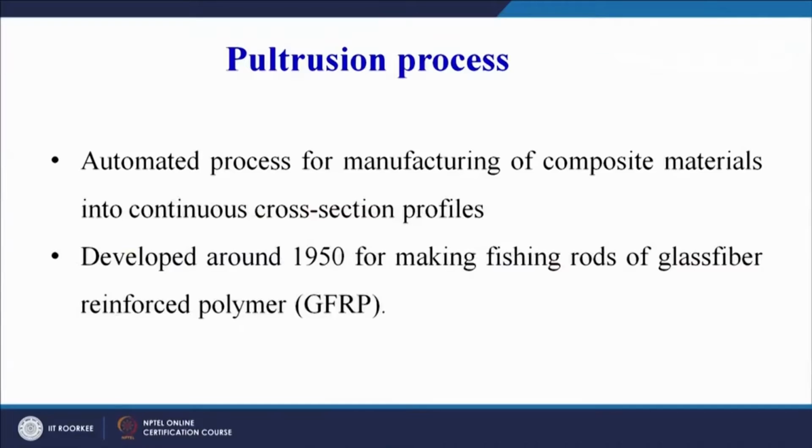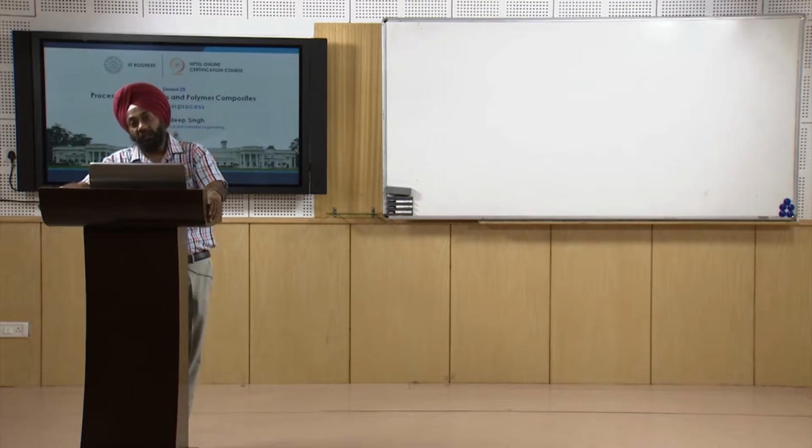So the pultrusion process is an automated process. We will also try to understand it with the help of a diagram as well as a simulation or animation. It is an automated process for manufacturing composite materials into continuous cross-section profiles. So the cross section of the product that we will achieve from pultrusion will definitely be a uniform cross section.